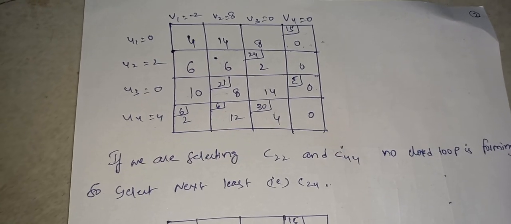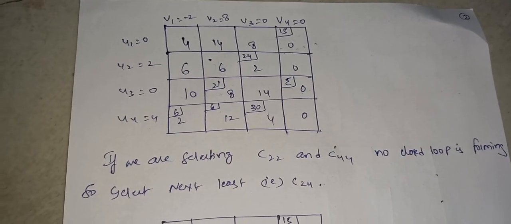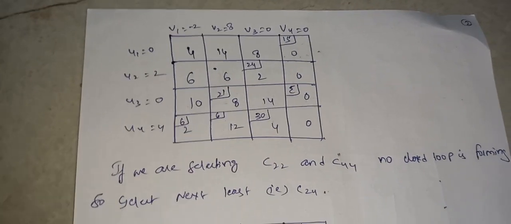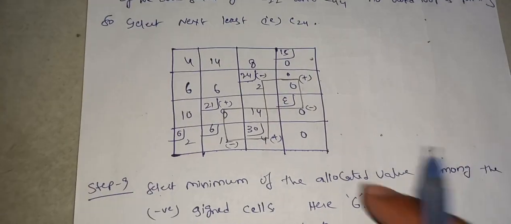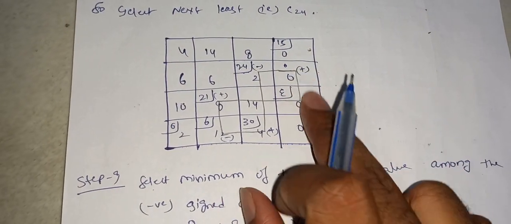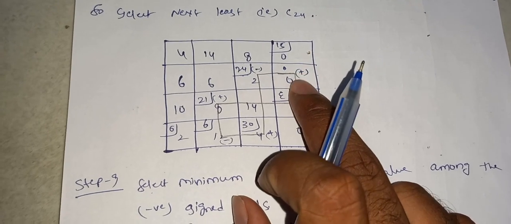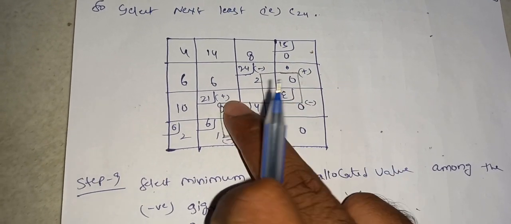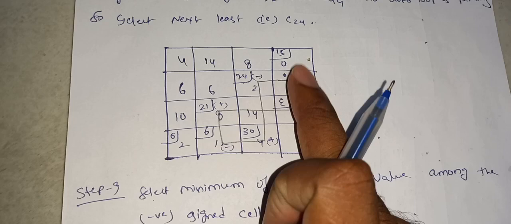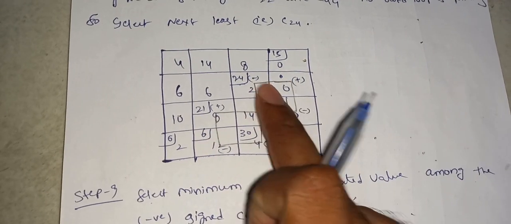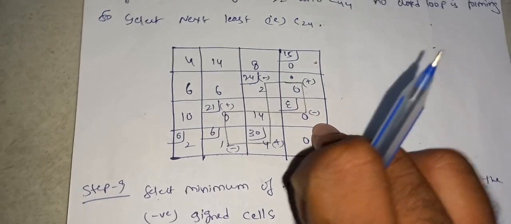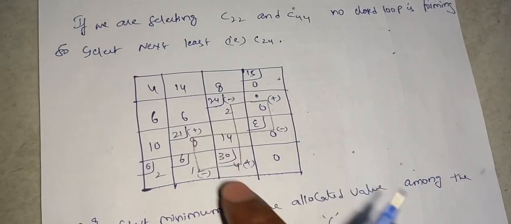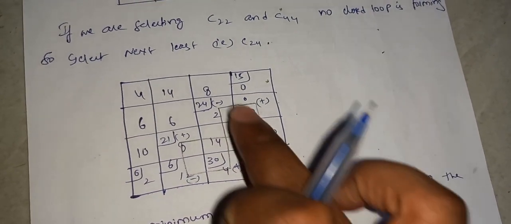Next select the next value, that is C24. The positive value is 2. Select this cell C24. C24 is here. Trying to form a closed loop, the loop will start here. We are moving this way, or this way. The closed loop is formed. The start of the loop will be indicated as positive, next minus, next positive, minus, positive, negative.